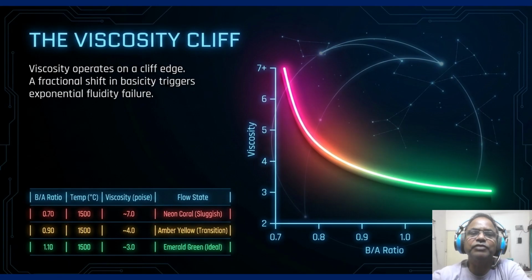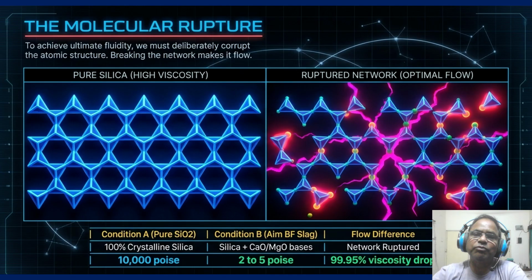Now, coming to the viscosity cliff, a teeny drop in the basic by acid ratio, that is from 1.1 to 0.7, can freeze your heart. Stay far from that coral colored cliff. Fluid slag means survival, and we have to always aim for that type of slag only.